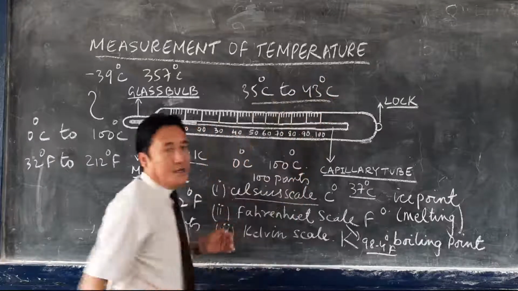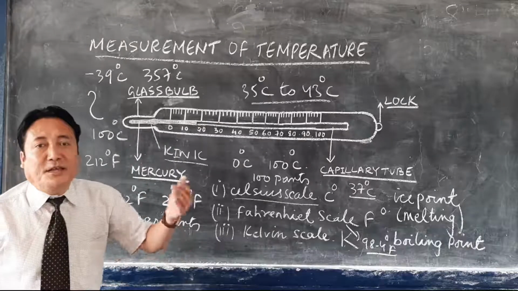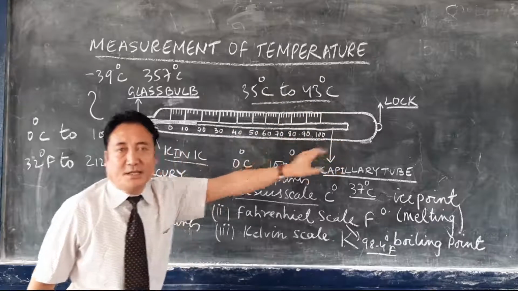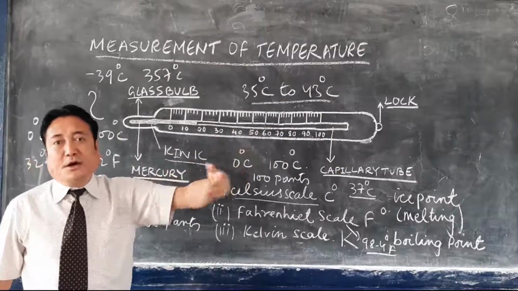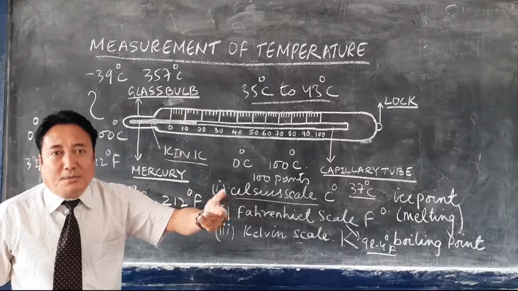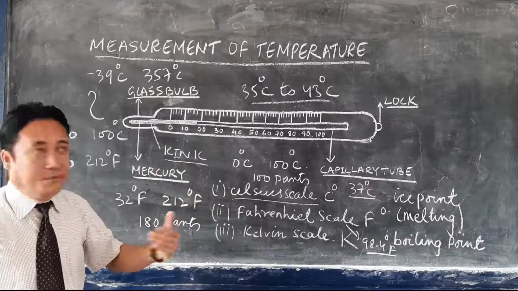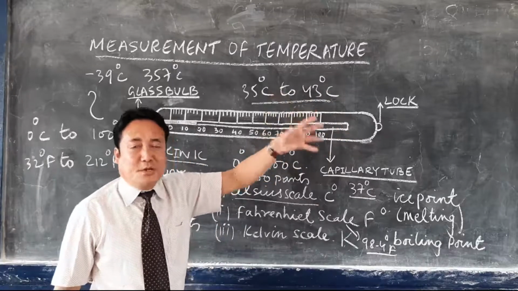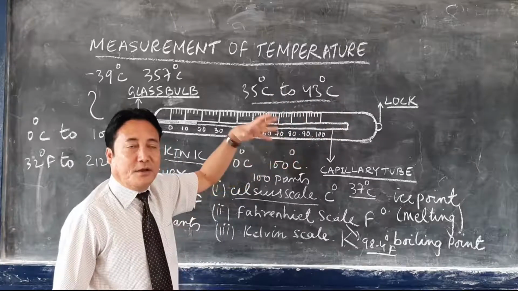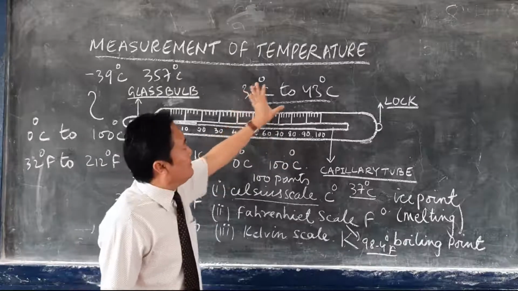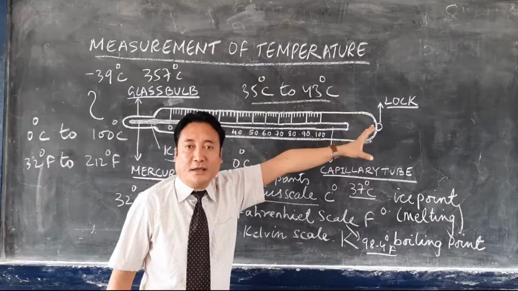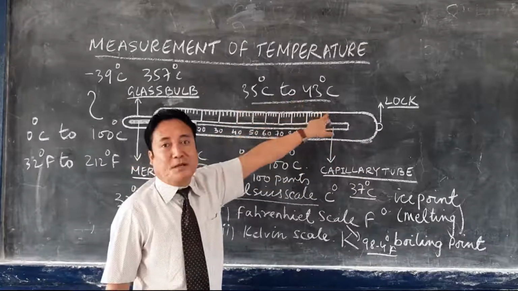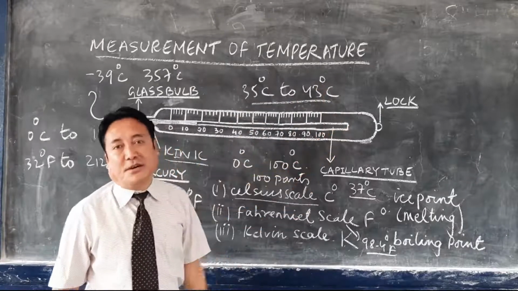So the clinical thermometer measures a very short range of temperature, from 35 degrees Celsius to 43 degrees Celsius, because the temperature of the human body will not go beyond 43 degrees Celsius. The temperature of the human body will remain within 35 to 43 degrees Celsius. It will not exceed 43 degrees Celsius. Therefore, this clinical thermometer is used to measure a very short range of temperature.